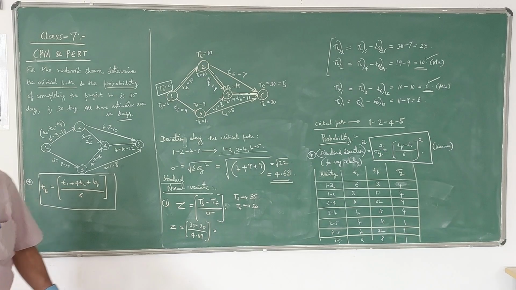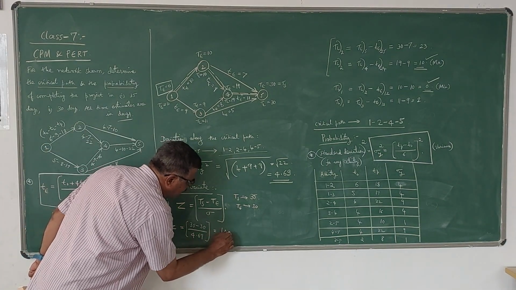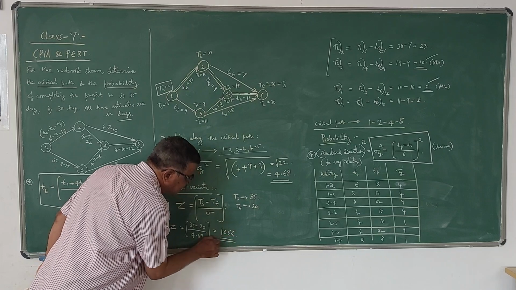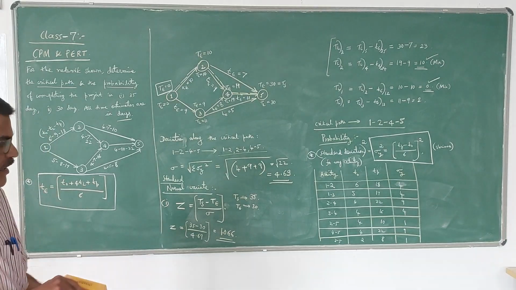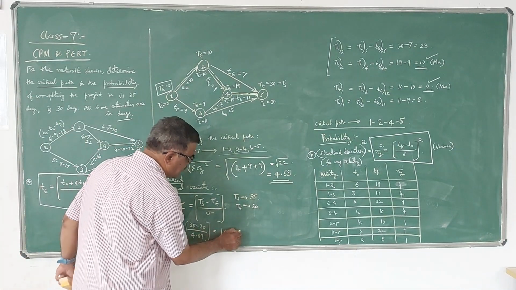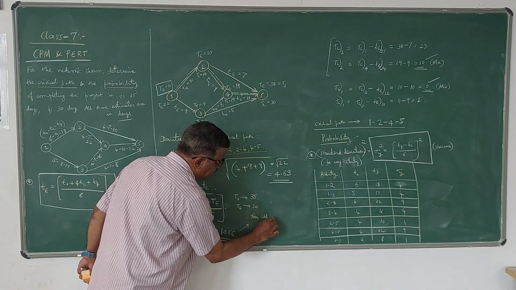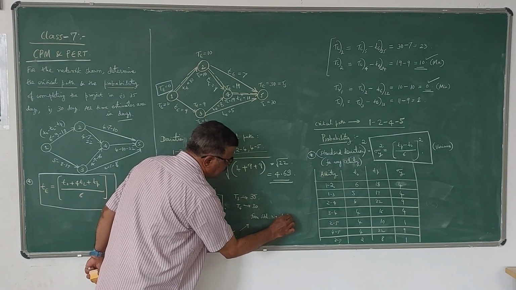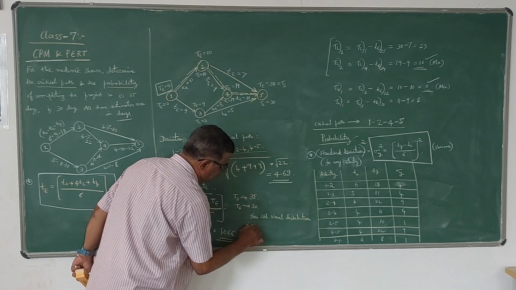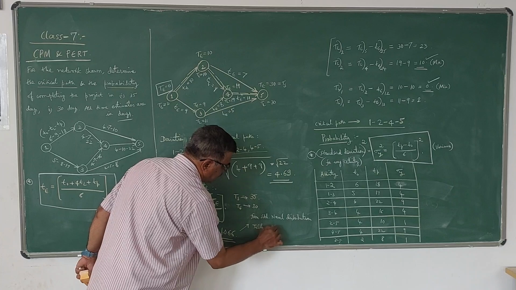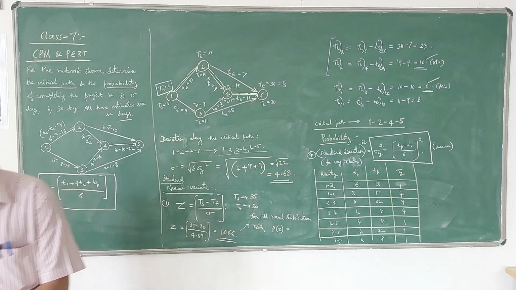What is this value? 1.066. So for this, from the standard normal distribution table, you have to get the value of P of Z. Suppose if Z is this much, what is the value of P of Z?